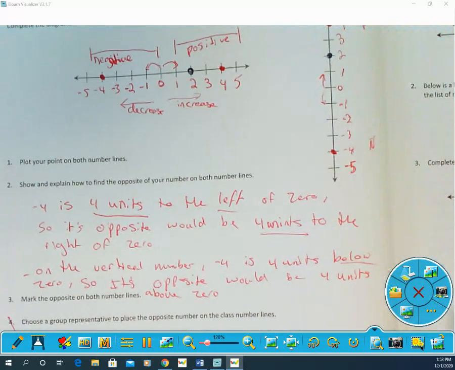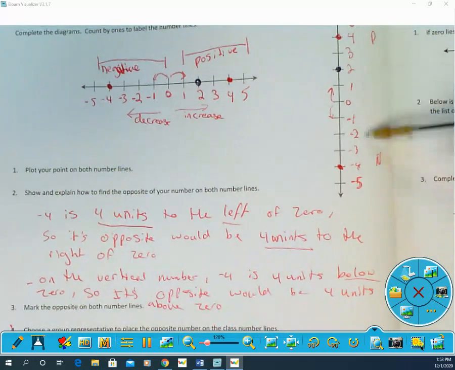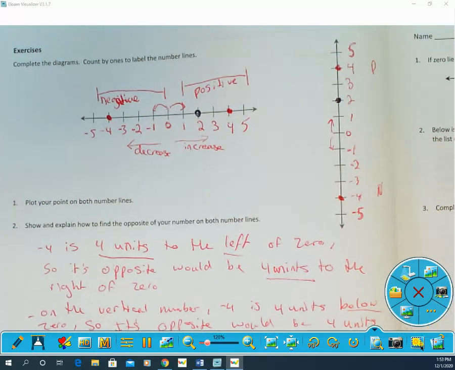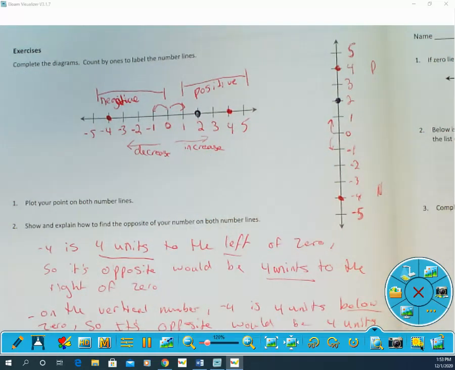So then I want you to pause this video very quickly, and I want you to think about what would be the opposite of 2, and I want you to locate the opposite of 2 on your horizontal number line and your vertical number line. So go ahead and mark on your number lines now the opposite of 2. I want you to find the opposite of positive 2 and mark it on both of those number lines.